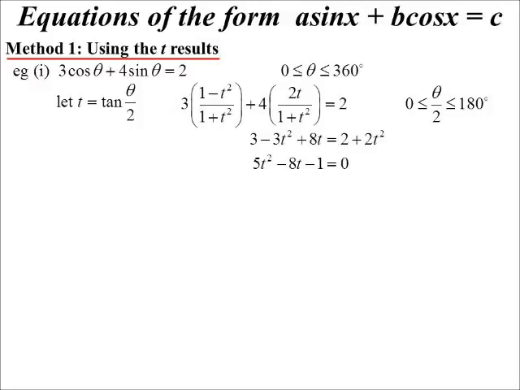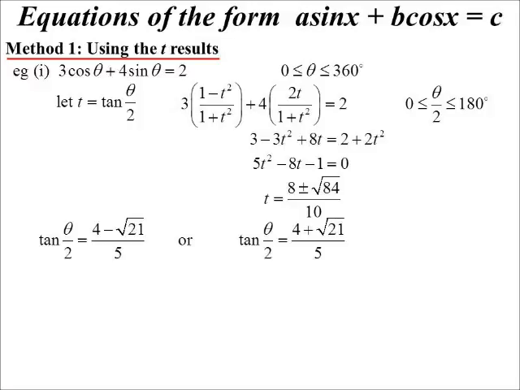So 5t squared minus 8t minus 1, well, it doesn't factorise nicely. So 8 plus or minus root 84. So either t, which is tan theta on 2, is 4 minus root 21 on 5, or it's 4 plus root 21 on 5.